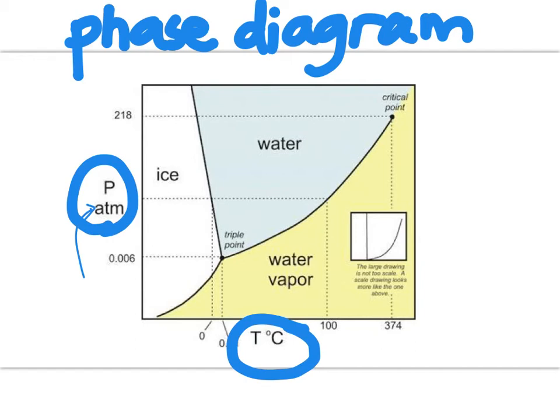And so I would put a big S in this section. This is your solid section. Your water is your L, or your liquid section. And your water vapor, of course, is your gas section. So you can definitely see where all 3 phases exist in different conditions.